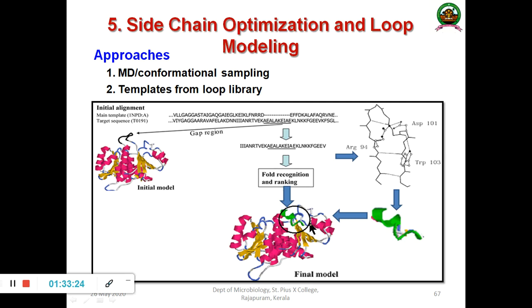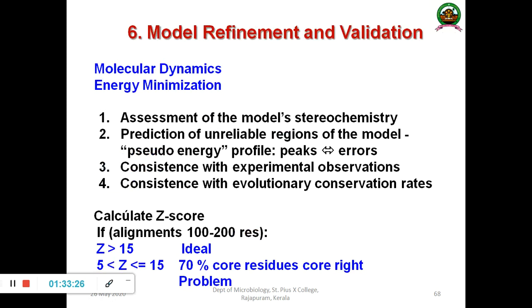Advanced software only will do this step. The next one is model refinement and validation. Once you have made the model, you need to prove that your model is of good quality. You need to make sure that your model is useful for the main research. If somebody crystallizes and identifies that structure, and their model and your model do not have much difference, then only your model will be appreciated. Otherwise they will not appreciate it.